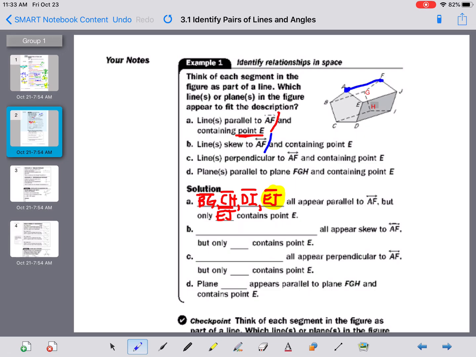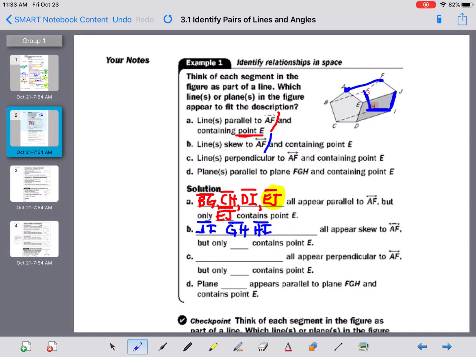So I need a line that's going in a completely different direction and not on the same plane. So looks like I could choose maybe JI back here. On the other side, this one, GH back here. Another one, how about HI? Totally different direction, not going to hit that at all. Not on the same plane. All these side pieces that I used for parallel, I obviously can't use that.